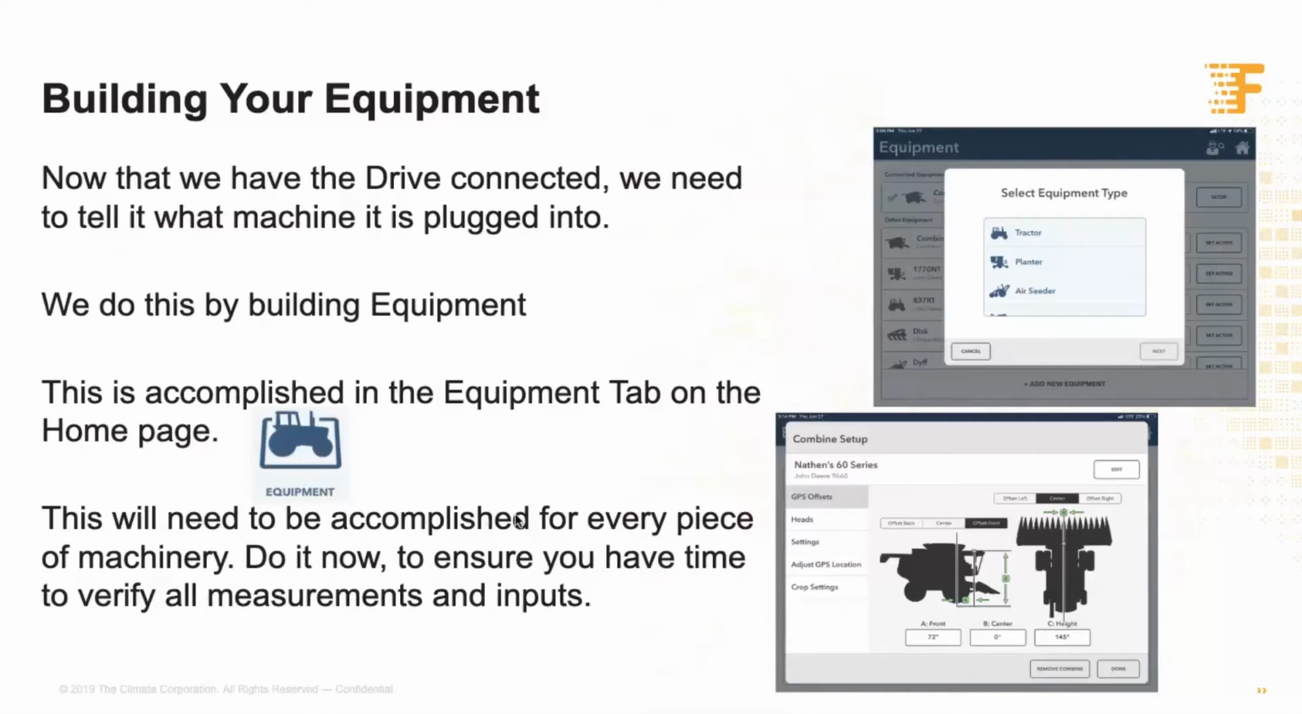Select that, and we will step through the process of how to build the equipment. Now, one thing to keep in mind, you're going to have to build every piece of equipment, including the tractor and the planter, right? So if you have that, when we talked about compatibility earlier, we talked about air seeder, air cart, tractor. If you have all that, you have to make sure those are all built. So you'll need to do both, right?